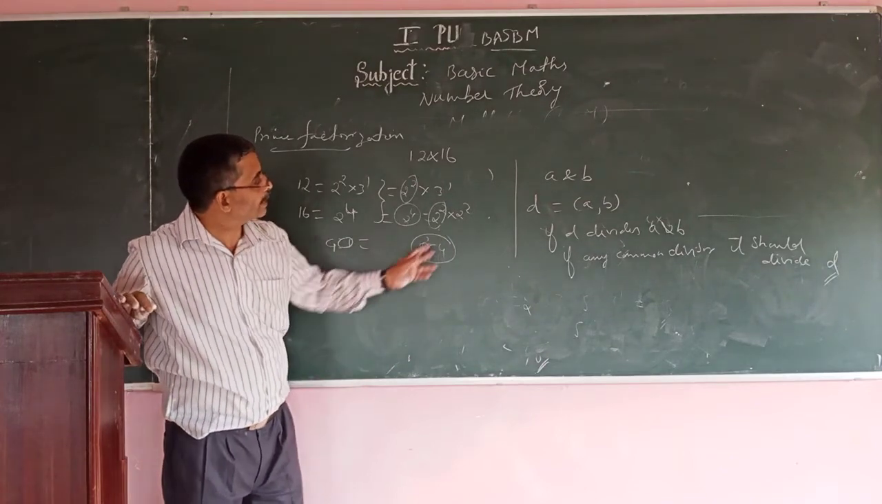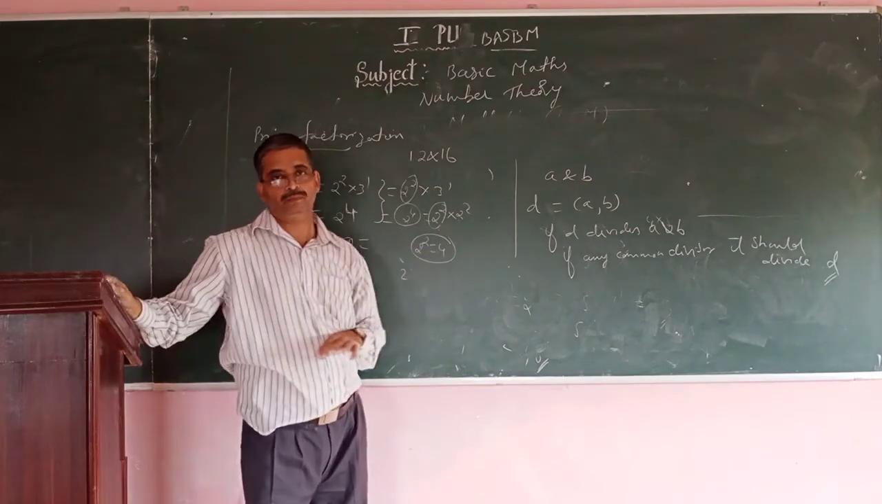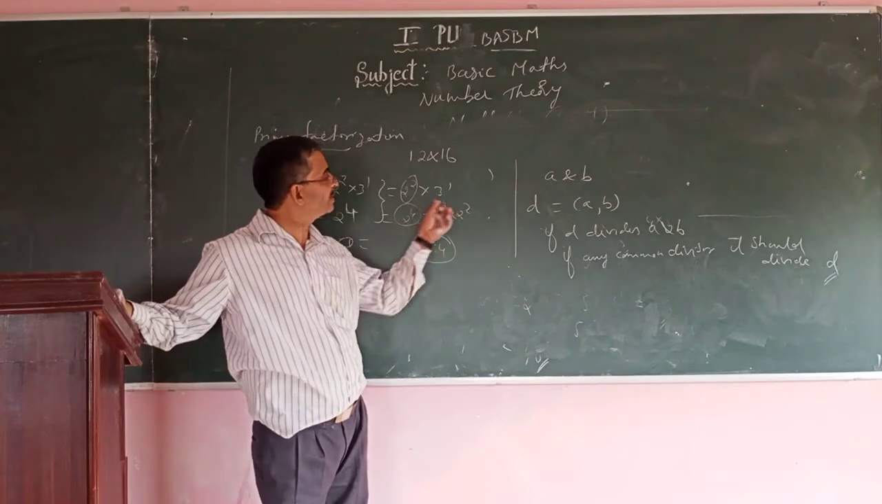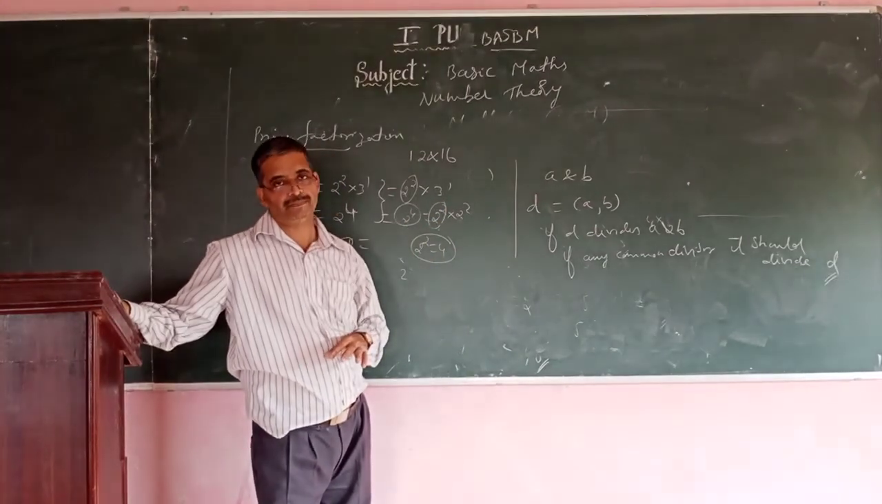So you have to take the common multiples of all the divisors.